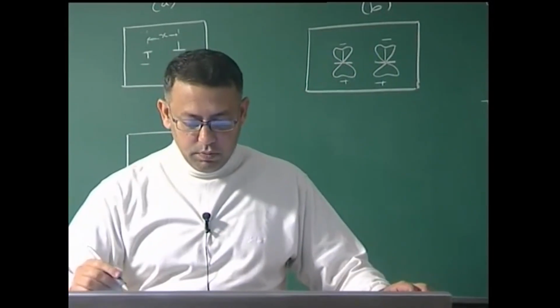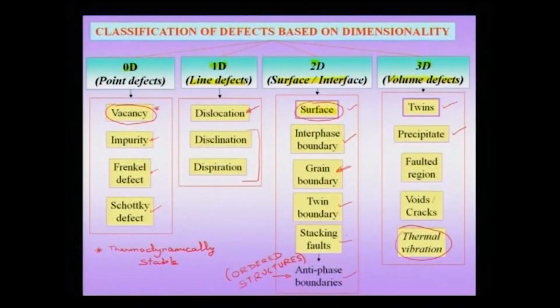The faulted region, which is bounded by these stacking faults, is also a region which can be thought of as a three-dimensional defect. So, I can make these connections. In other words, a precipitate is bounded by an interface boundary, twins are bounded by twin boundaries, a faulted region is bounded by stacking faults.